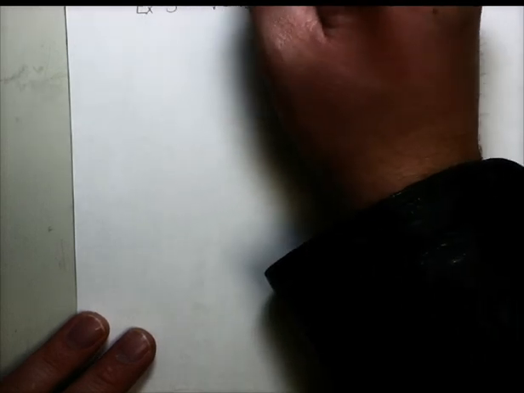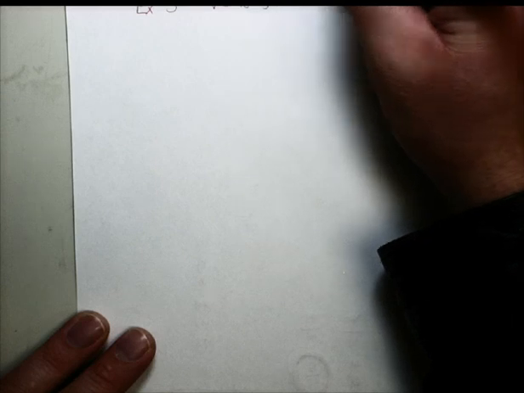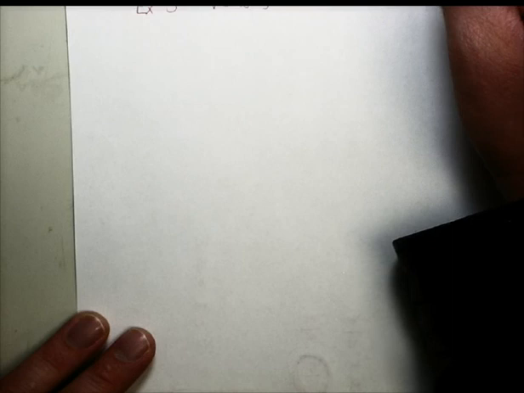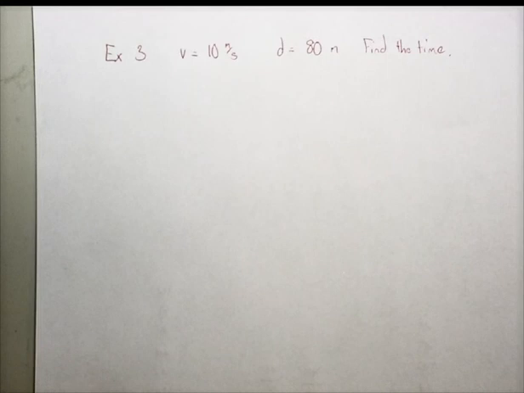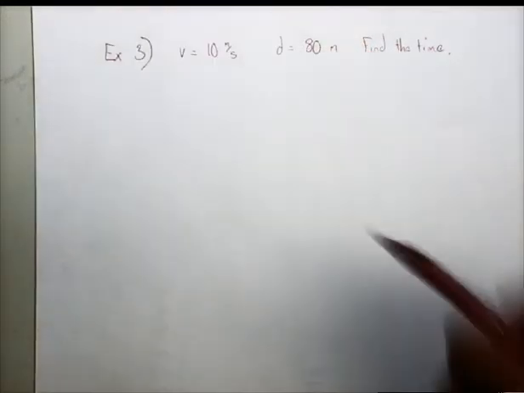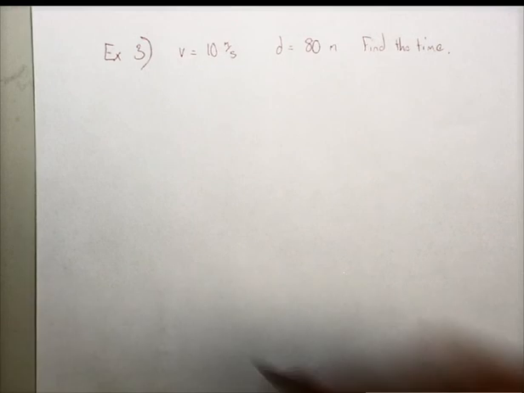All right, let's look at the final, potentially most confusing case. In example 3, let's suppose I have an object traveling at 10 meters per second, and it does this through a distance of 80 meters. We want to find the time it took to do this. And I've apparently done that off screen. There you go. So example 3, we're trying to find the time if this thing traveled 80 meters at a speed of 10 meters per second.